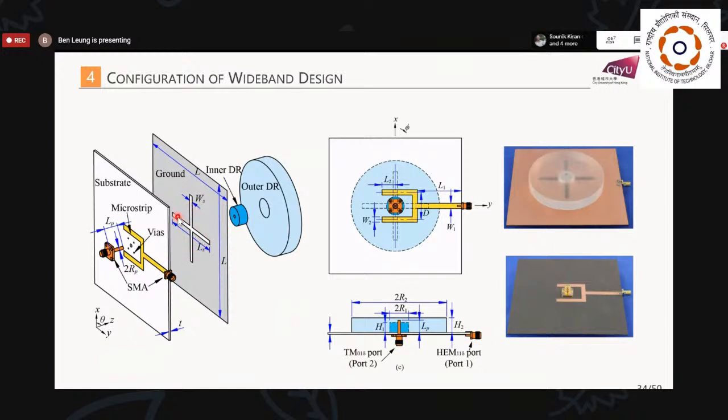Here, we use a cross slot instead of a simple straight slot, because we want to have a more rotationally symmetric structure, which is important for the TM mode. So this is the side view. This is zirconia. This is the probe.